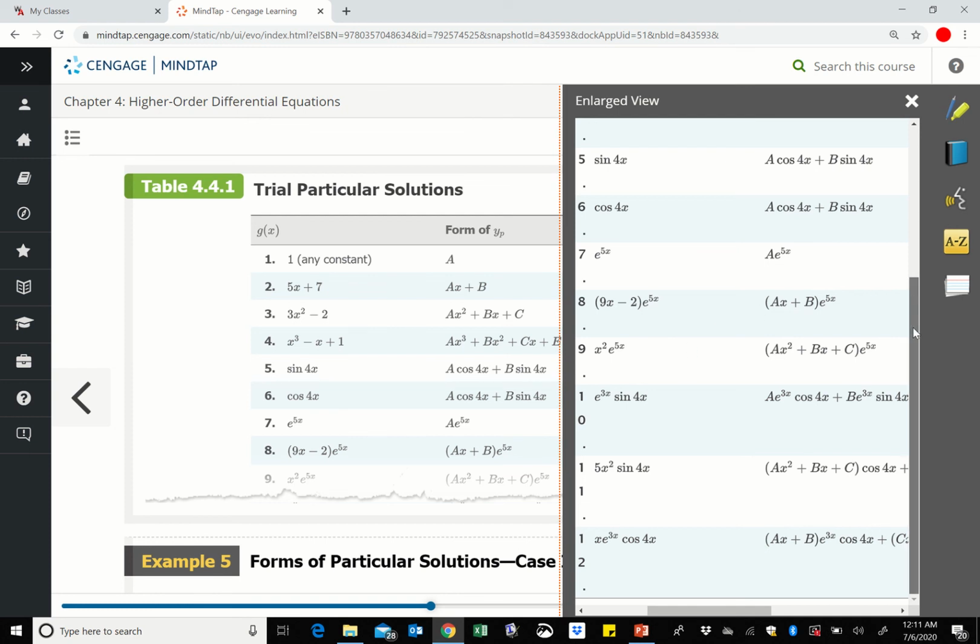In example 8, if g of x looks like something of this form, this g of x is roughly a polynomial times e to a power. This is a linear polynomial times e to the 5x. So we would assume that y sub p would have a comparable form. In other words, we would assume that y sub p would be ax plus b times e to the 5x. And same thing here for part 9. If you have x squared e to the 5x, this is essentially a quadratic times e to a power. So we would assume that y sub p would be a general quadratic polynomial times e to that power.